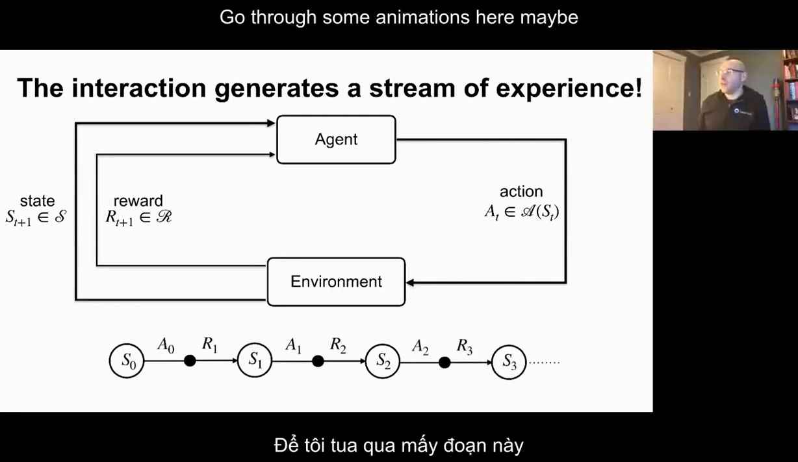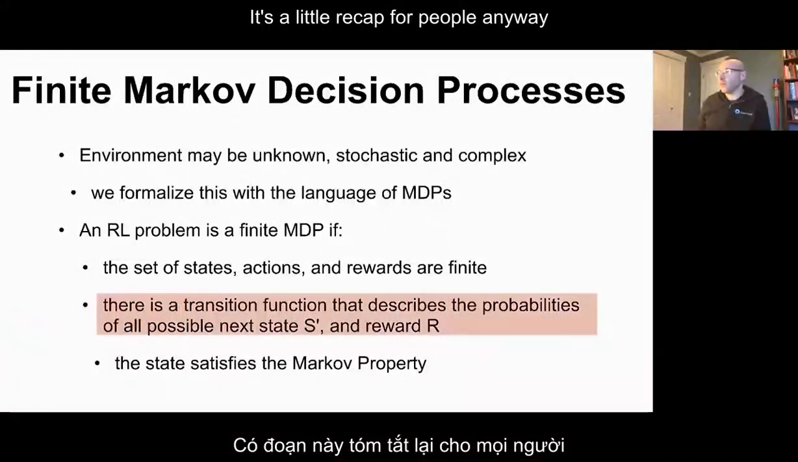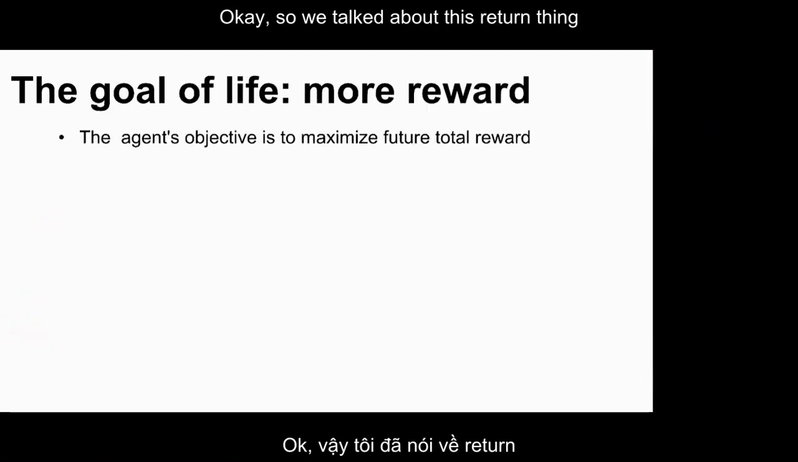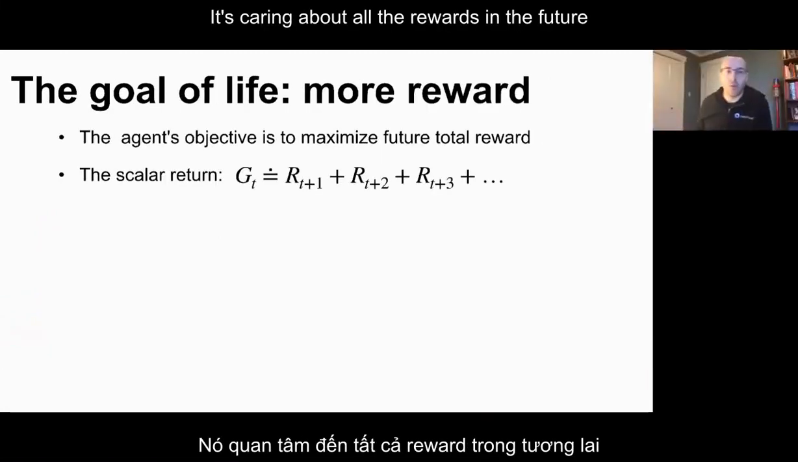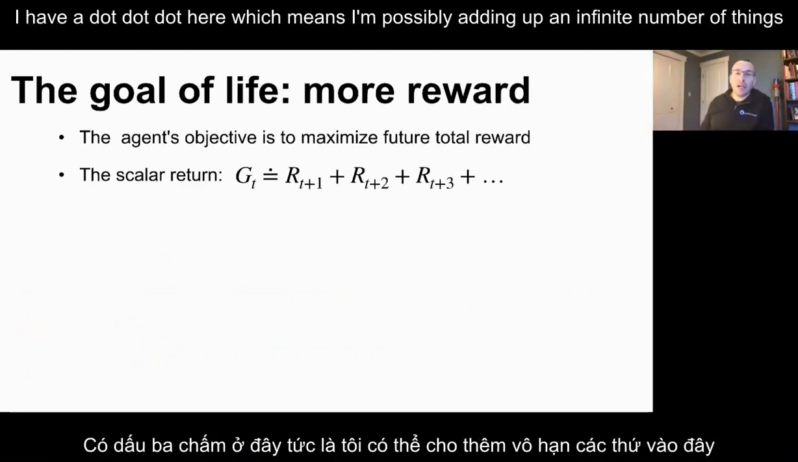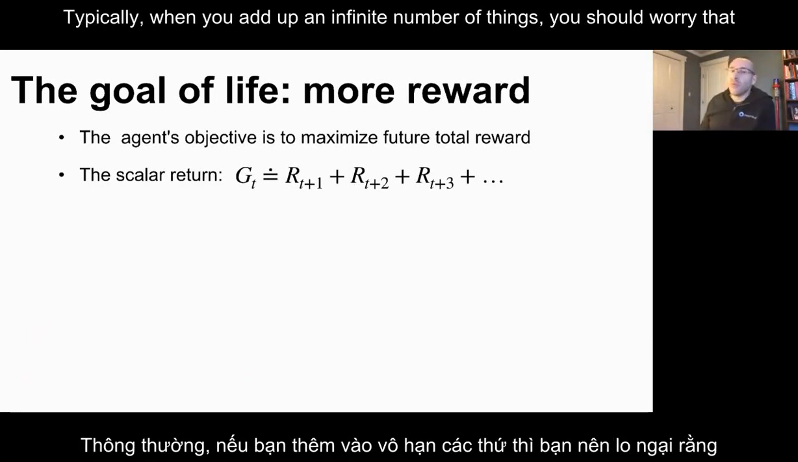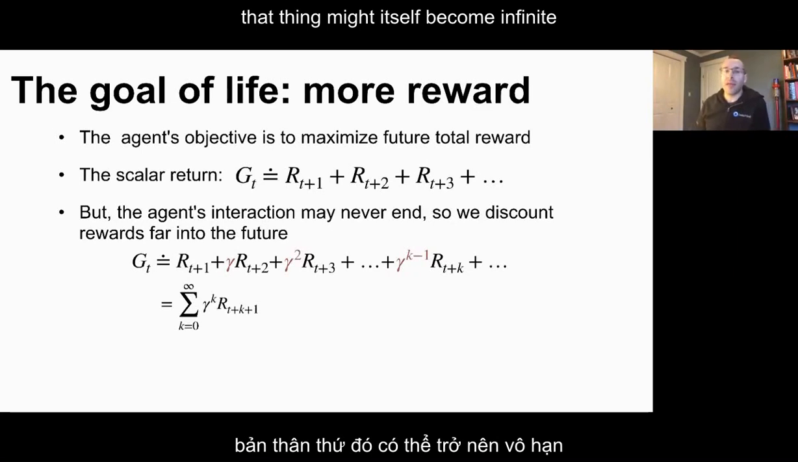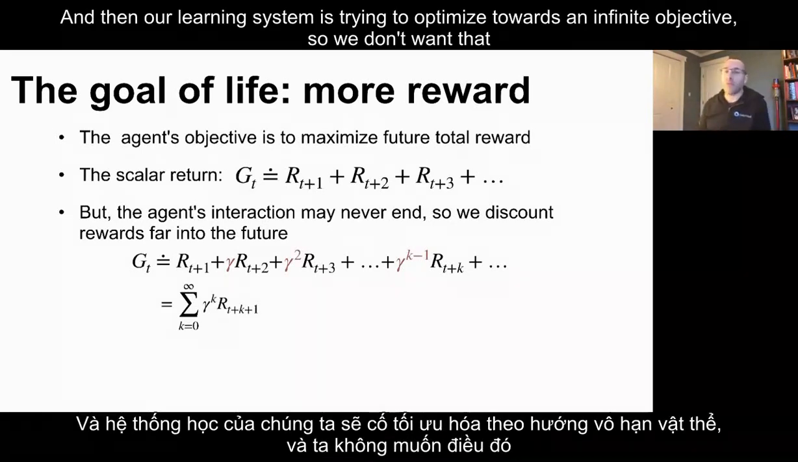Let's go through some animations here. Maybe it's a little recap for people anyway. Okay, so we talked about this return. It's caring about all the rewards in the future. I have a dot dot dot here, which means I'm possibly adding up an infinite number of things. Typically, when you add up an infinite number of things, you should worry that it might itself become infinite, and then our learning system is trying to optimize towards an infinite objective, so we don't want that.